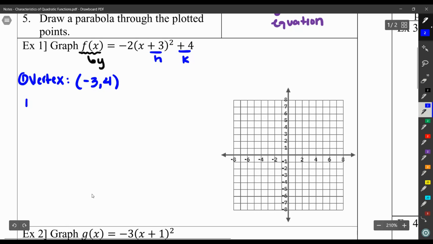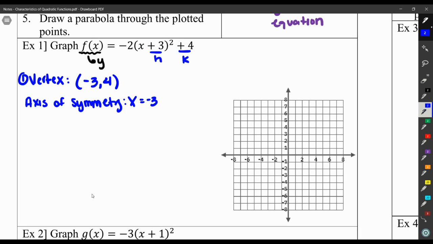Now, along with that, we also know the axis of symmetry, that vertical line that splits the parabola in half. That is x equals -3. So we're going to plot both of those things. So let's plot the vertex at (-3, 4), and draw the axis of symmetry here at x equals -3.